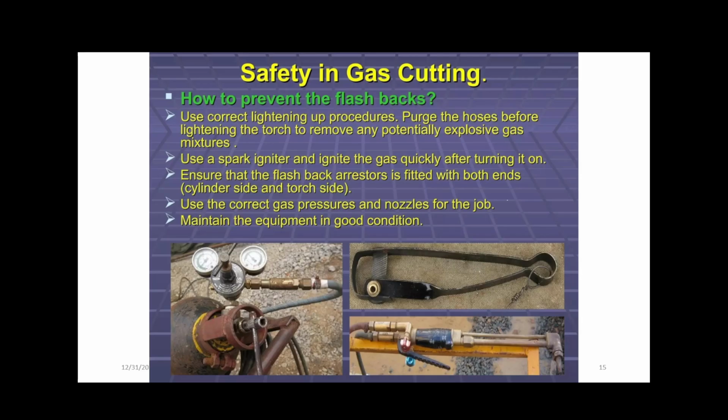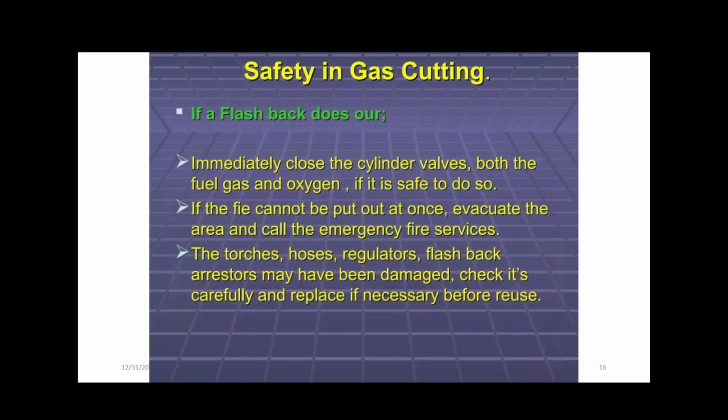Ensure that the flashback arrestor is fitted at both ends, that is cylinder side and torch side. Use the correct gas pressures and nozzles for the job. Make sure you maintain the equipment in good condition.